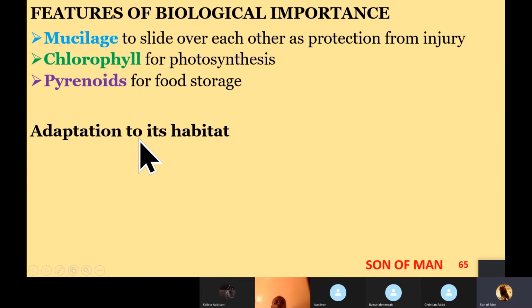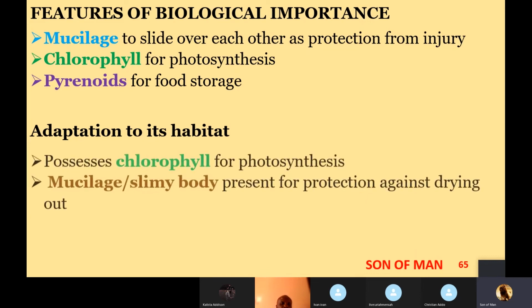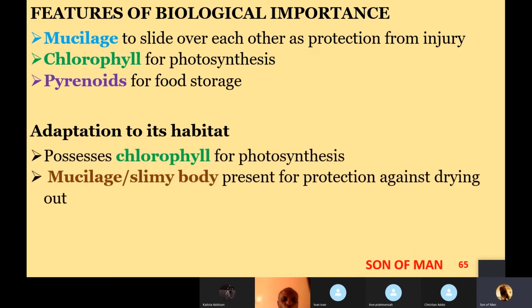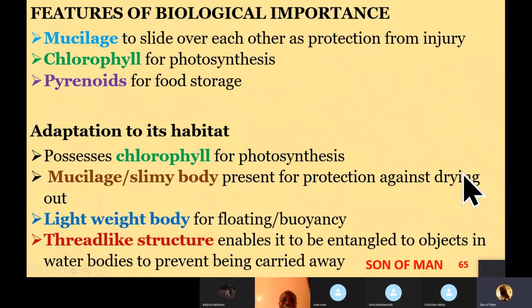Then how the Spirogyra can adjust, can adapt to its environment. One, it got a chlorophyll for food production, because once it can manufacture its own food, it can survive. Then the slimy body or the mucilage is protecting it against injury and at the same time against desiccation, or simply put, drying out. Because if it did dry out, it's going to die anyway. Then the light weight of the Spirogyra filament allows it to float on water instead of being submerged.